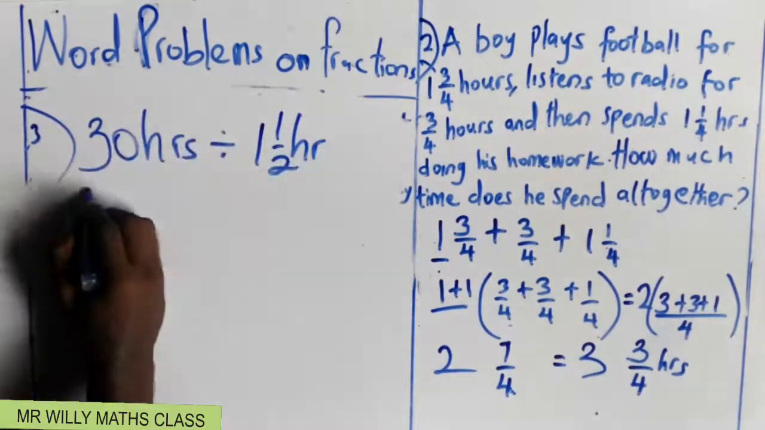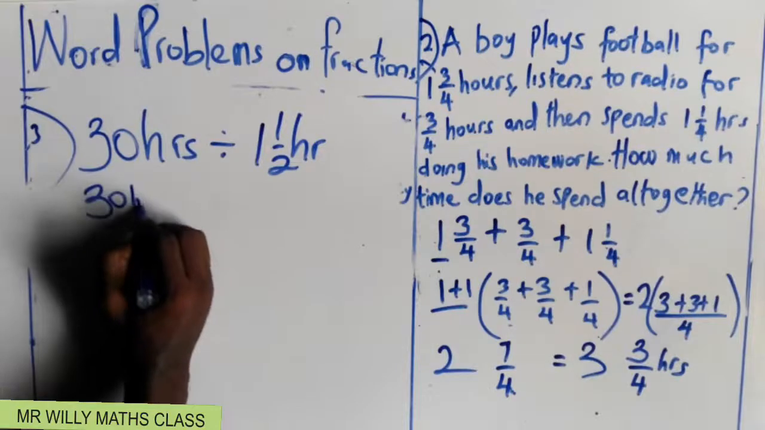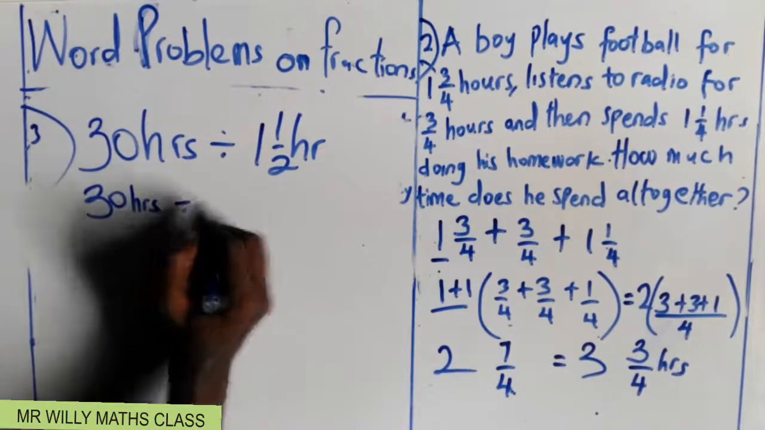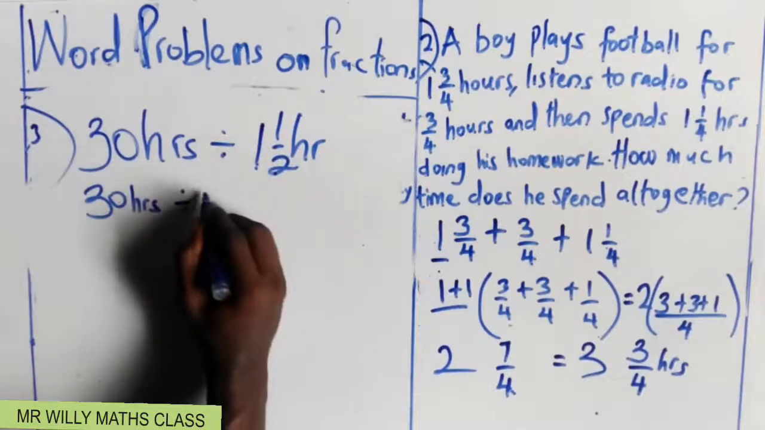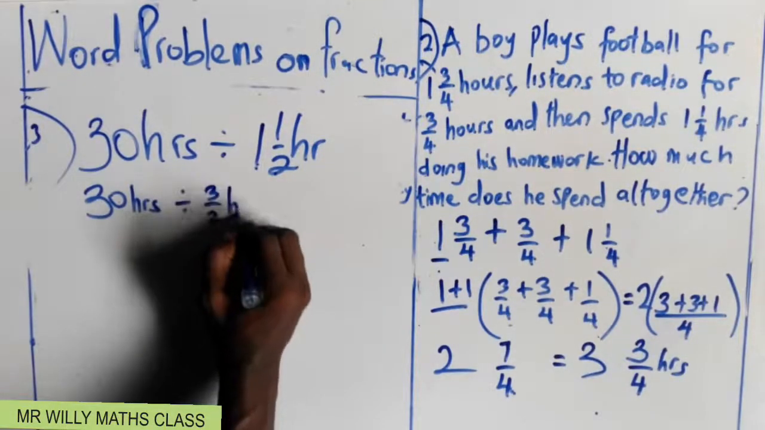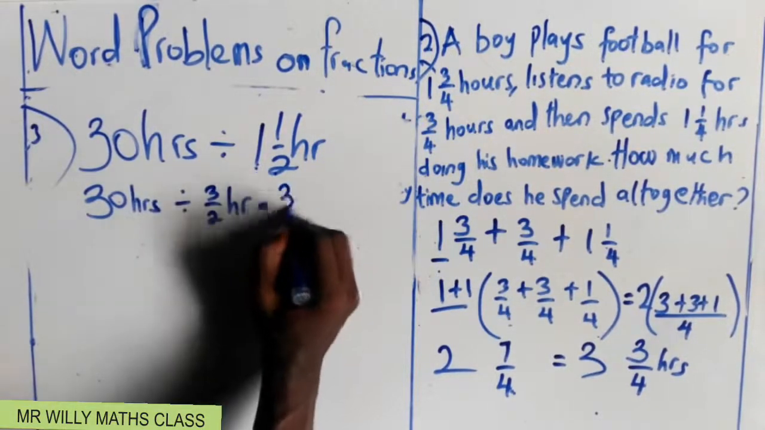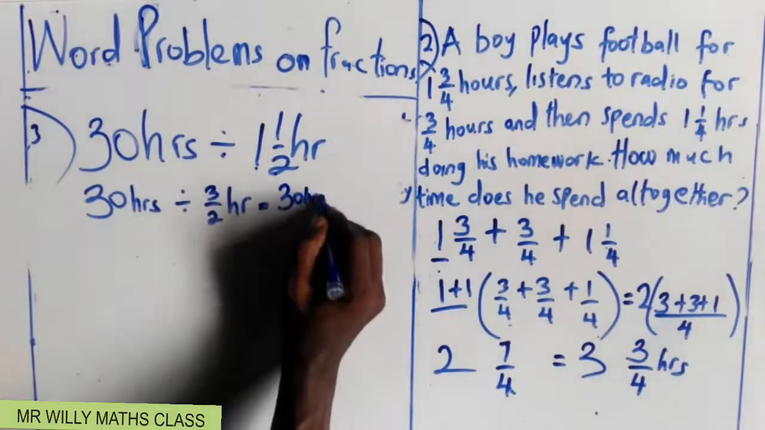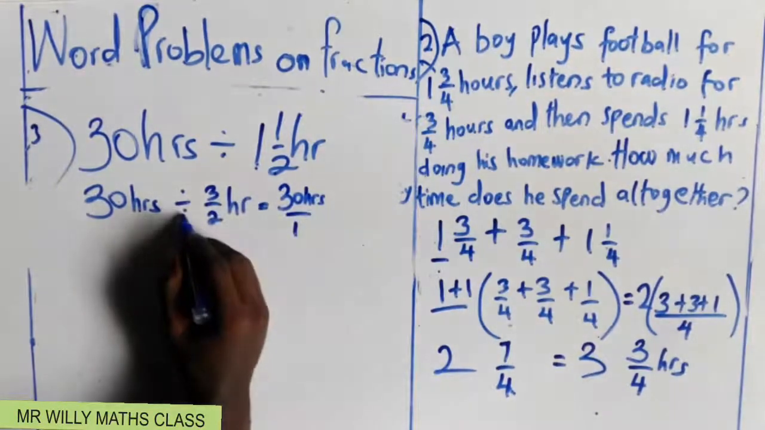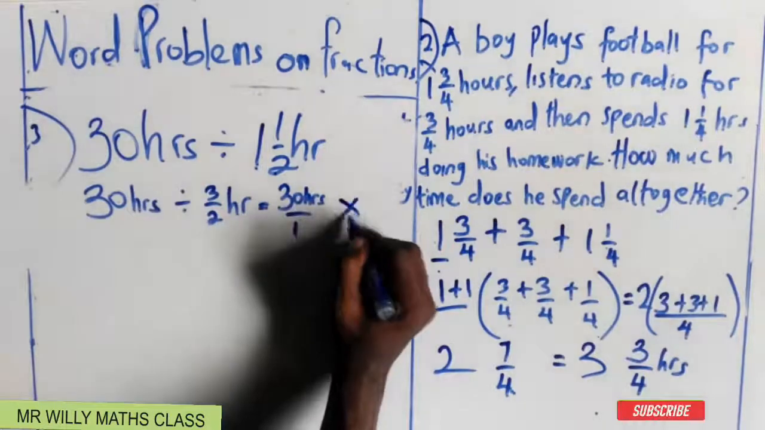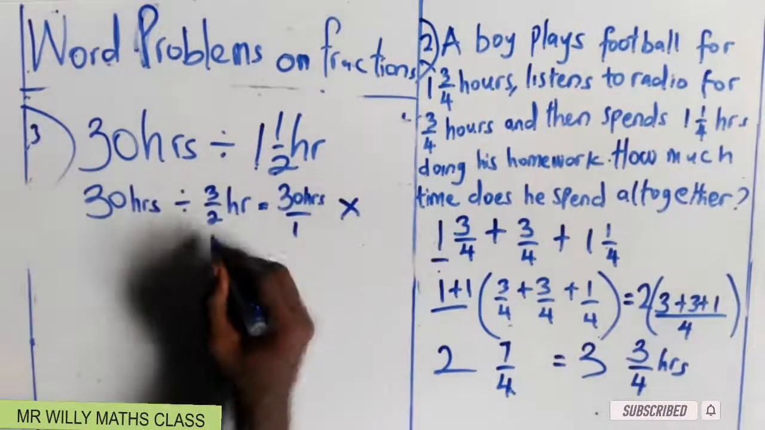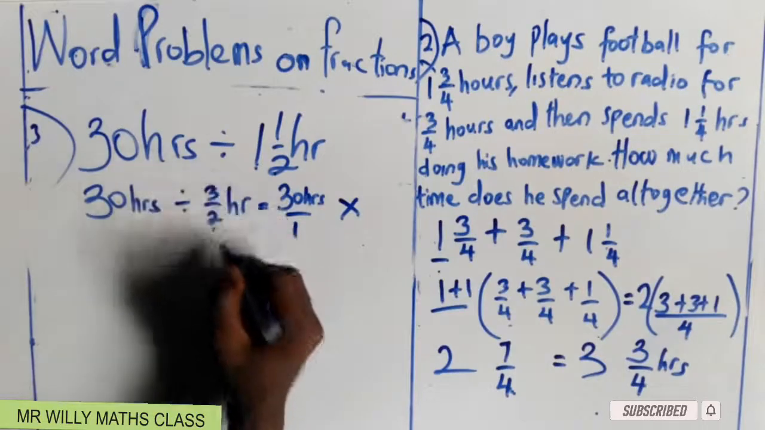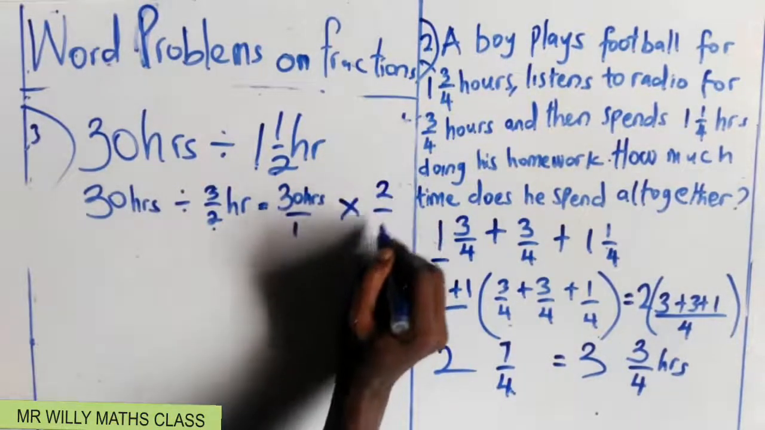So you have 30 hours divided by, I'm going to change this mixed fraction into an improper fraction. That will be 2 times 1, 2 plus 1, that will be 3 over 2 hours. So what's the next thing? That will be 30 hours over 1. Then this division, I'm going to turn into multiplication, so now that we have turned it into multiplication, the next fraction will turn upside down. So the denominator will turn to numerator, the numerator will turn to denominator. That will be 2 over 3.